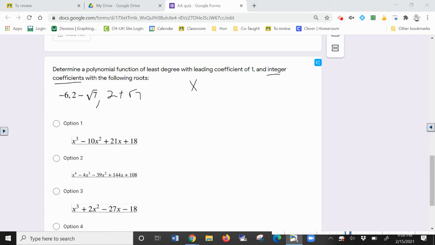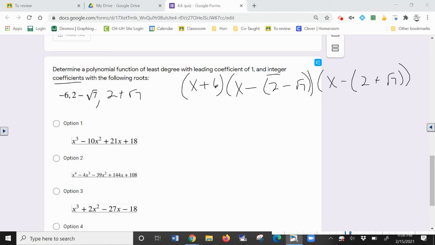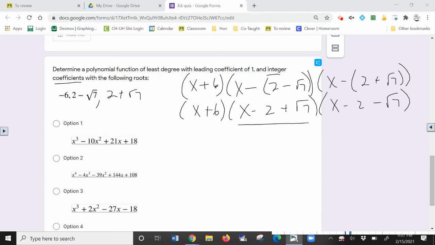So we're going to change those roots into factors. -6 becomes x plus 6. 2 minus square root of 7 becomes x minus, parentheses, 2 minus square root of 7, and its conjugate 2 plus square root of 7 inside there. First thing I do is get rid of the parentheses. I have x minus 2 plus the square root of 7 and x minus 2 minus the square root of 7. Now, I would recommend you might want to think about using a big box with this.